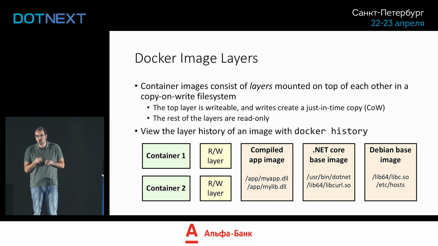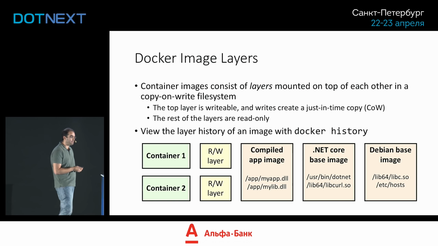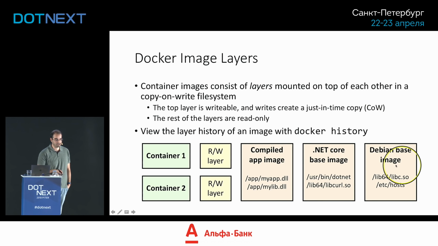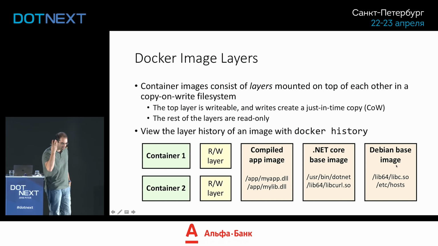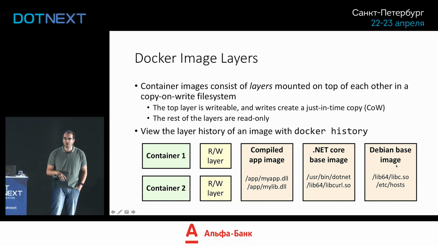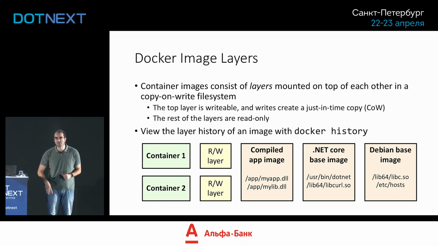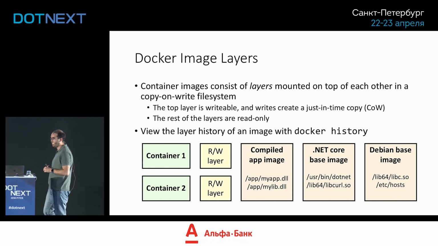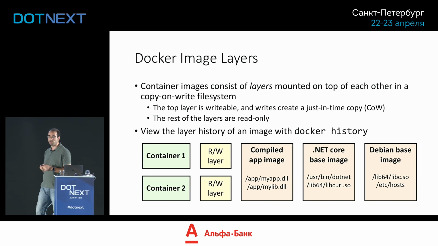And the idea is to share all the layers that you can. So for example, you have a Debian Linux base image. And that is maybe 80 megabytes of various user space files and libraries that Debian needs. And that can be shared across all containers using Debian as the base. So it's not going to be duplicated on disk for each container if you have multiple containers using Debian.